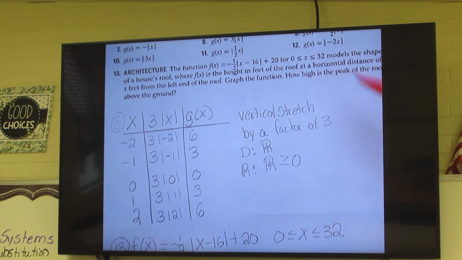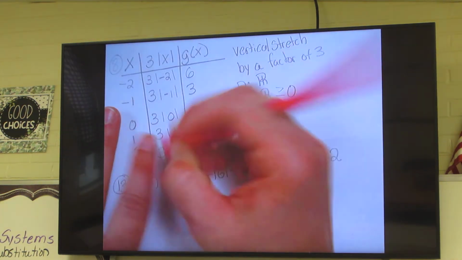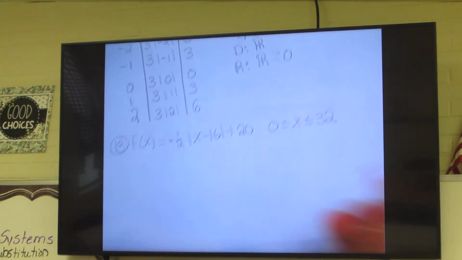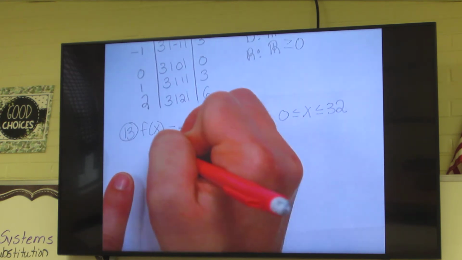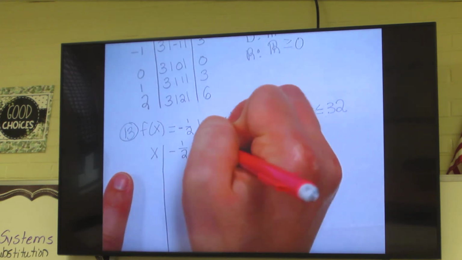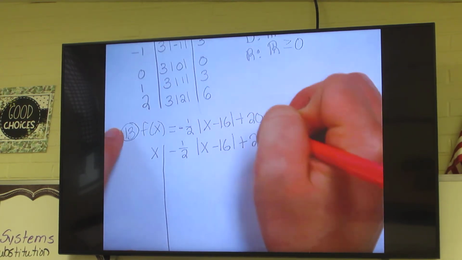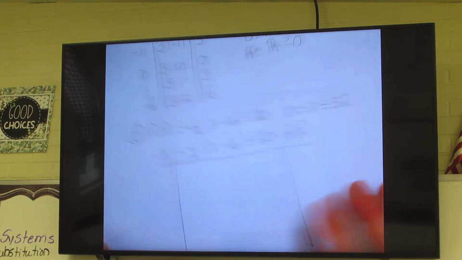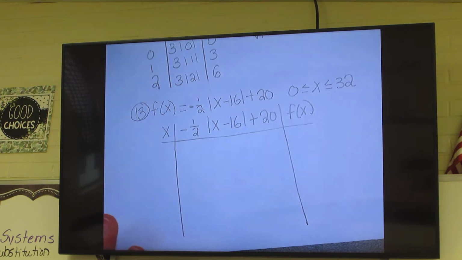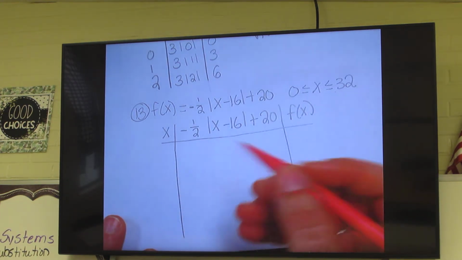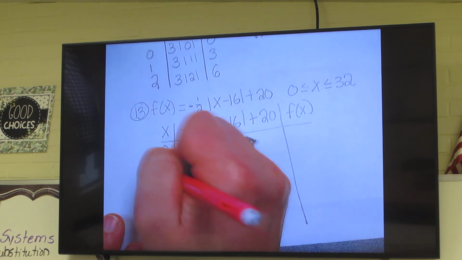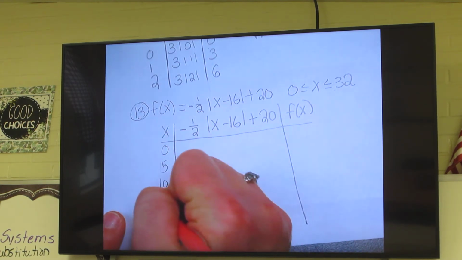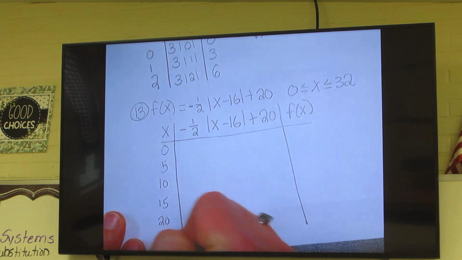Graph it and decide what is that highest peak of the roof. It says what is the peak, but that's going to be what is your highest value before your V should come back down. Okay, so when I go to choose x values for this, I put my function here, -1/2 absolute value of x minus 16 plus 20, and have my f of x. I need to get some values from 0 to 32 that would give a good range here. So let's do 0, 10, well, I could actually count by 5s maybe. 0, 5, 10, 15, 20, 25, 30.